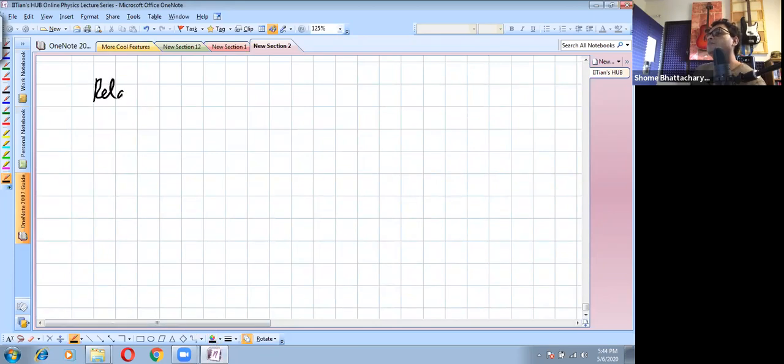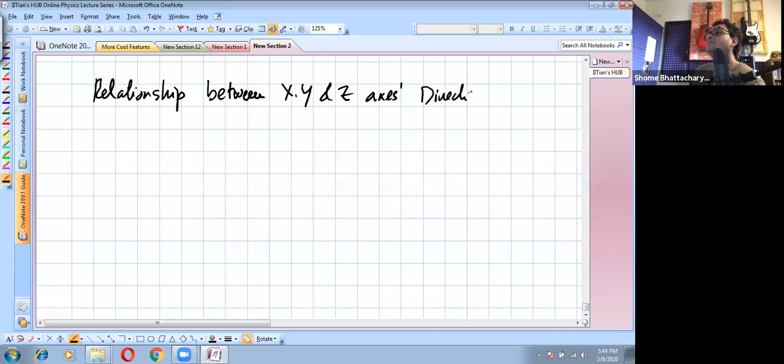So the relationship between x, y, and z axis directions. Now you might say that okay, I have already decided that they are mutually perpendicular. So that's already decided. What is the big deal in that? But there is something in that. I'll explain what there is.